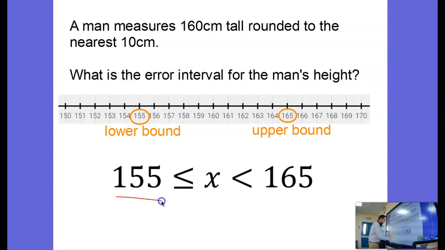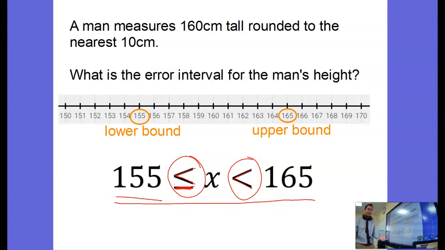It's between 155 and it can equal it. 155 is less than or equal to our value. 165, it's less than that and it cannot equal it. So you see this has the equals, less than or equals. This is just less than. Okay, that's how we state the limits of this rounded value. There's the upper and the lower bounds. And this sentence on here, that would be our error interval.